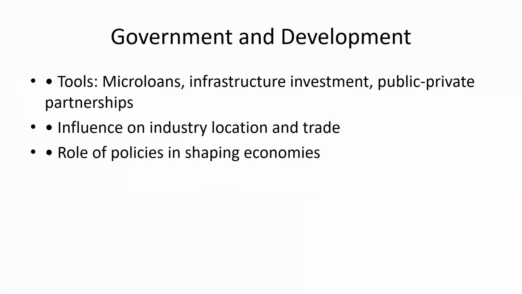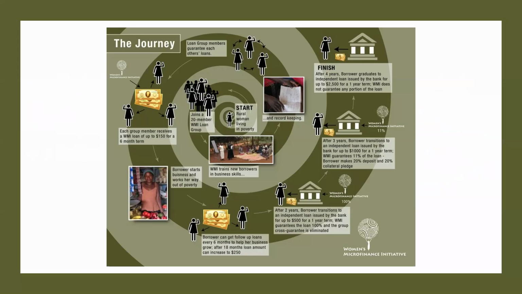There are also a lot of things that governments can do and that we can have for banks to help out or nonprofits to help out in order to achieve higher levels of development. One way that we could encourage people to start businesses is going to be microloans. We could also have infrastructure and investment, public-private partnerships, and we are going to think about some of the ways that policies can be involved in shaping our economic development.